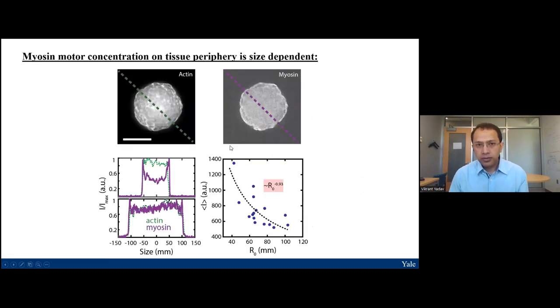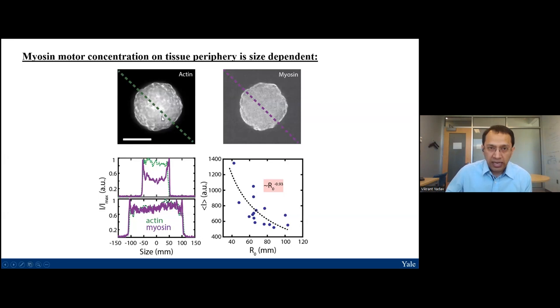And now we think that once you turn off the motor activity, this behavior starts behaving very much like a liquid. We wanted to measure the response of motor and actin, the material that actually makes the actin cortex network and is responsible for surface tension in cells. Like, what is happening to them in these aggregates?